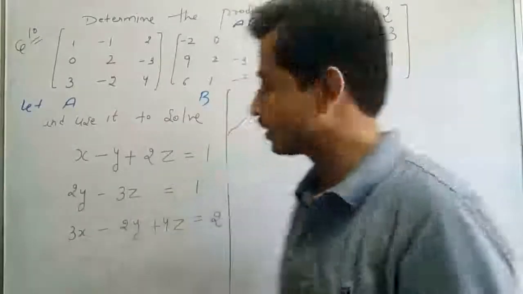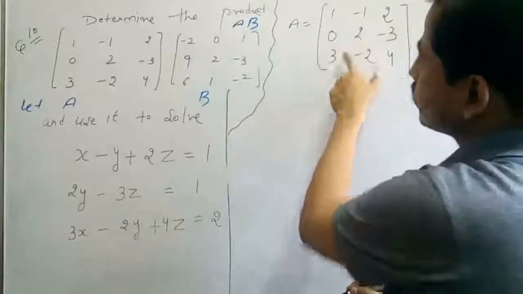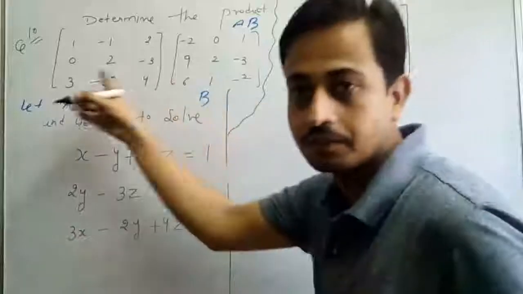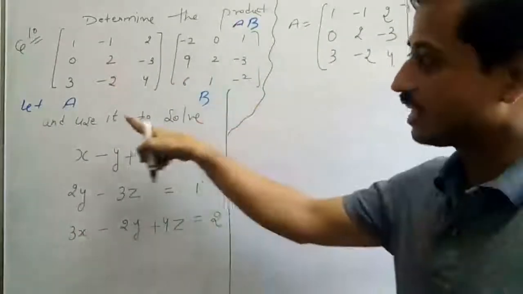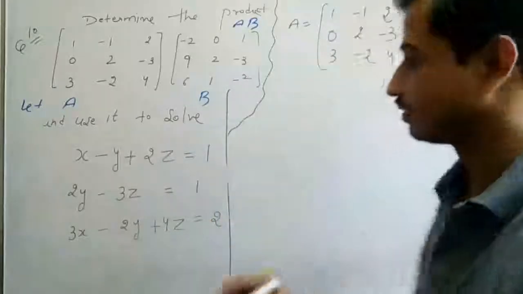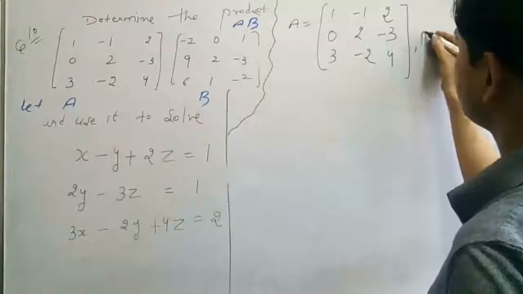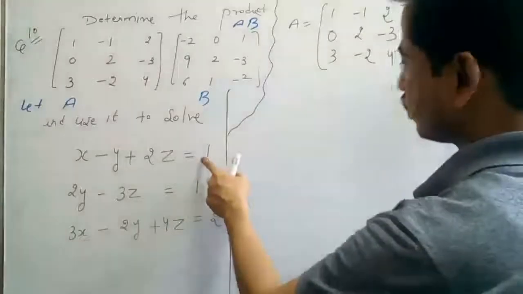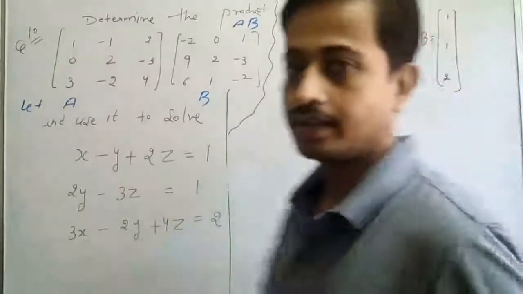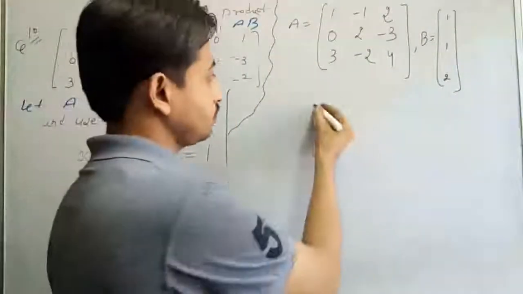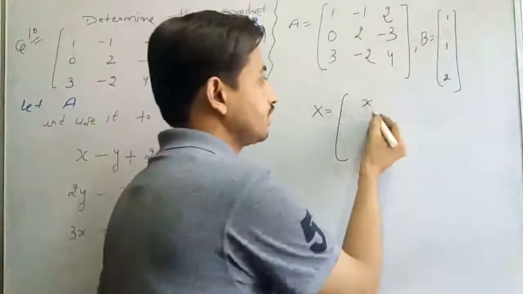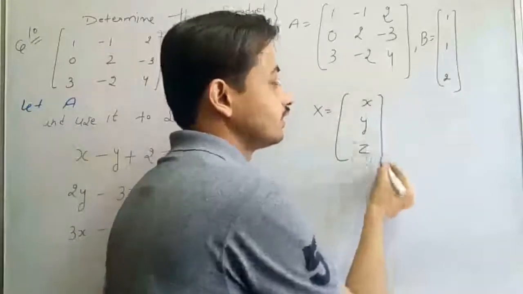Now please take a look: 1 0 3, -1 2 -2, 2 -3 4. It's the same. So this is what we take as A, and it is also A, so that's why I'm writing it as A. Now what is B? B is 1 1 2. And X is what? The variables are X, Y and Z. So I am writing X, Y and Z.